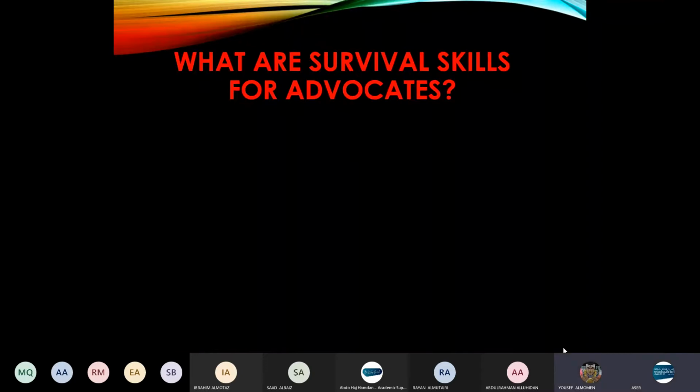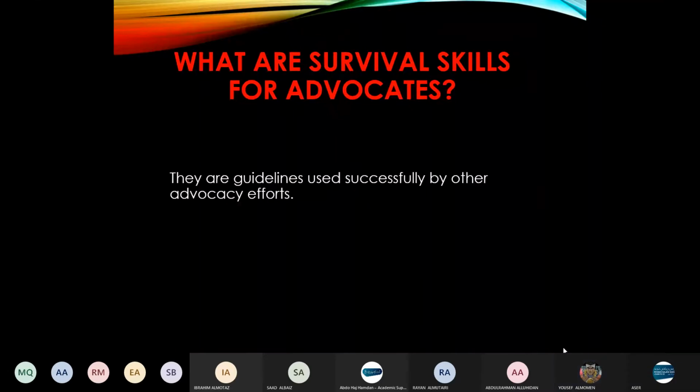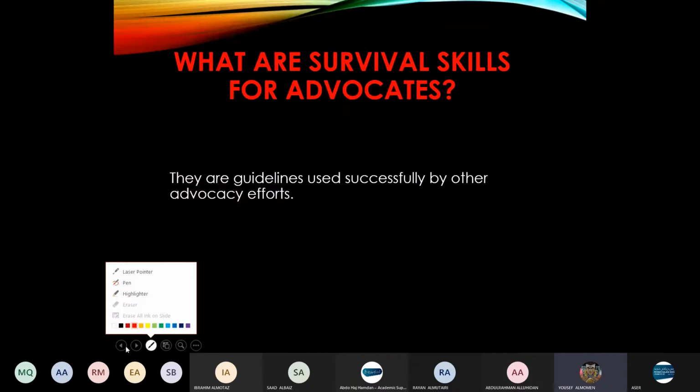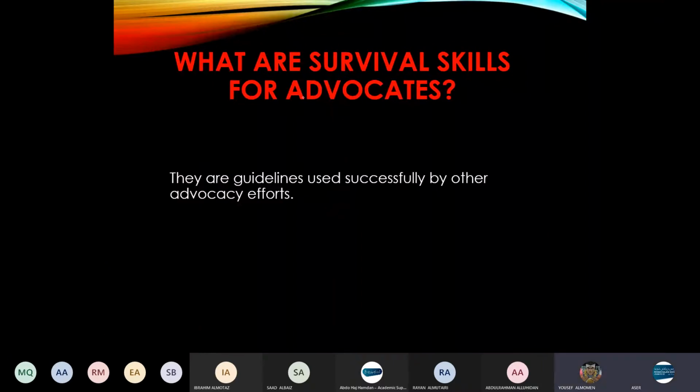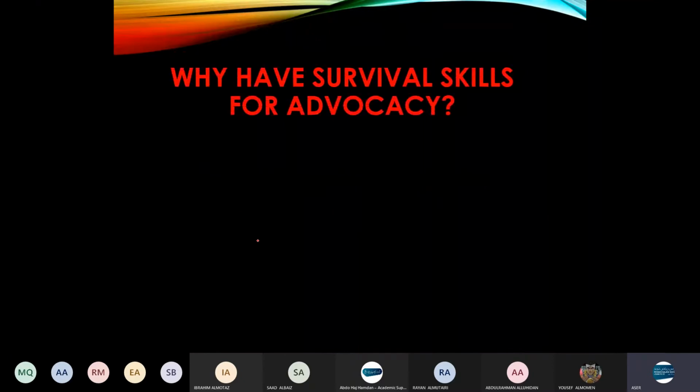What are survival skills for advocates? They are guidelines used successfully by other advocacy efforts. So the survival skills we are speaking about are considered to be a guideline, and this guideline will be used by advocacy efforts in order to conduct your plans.